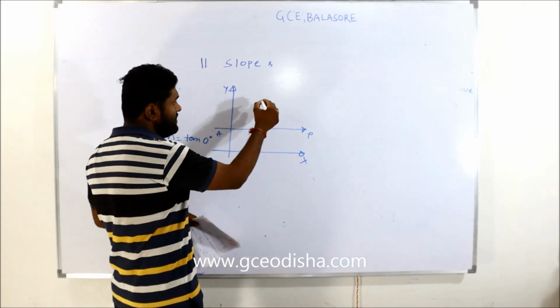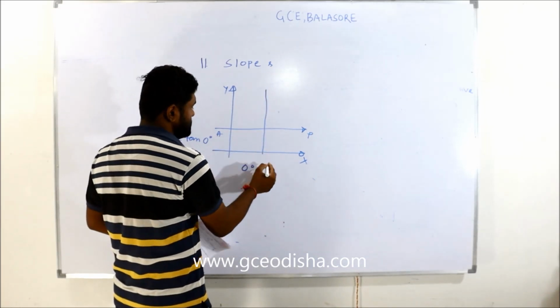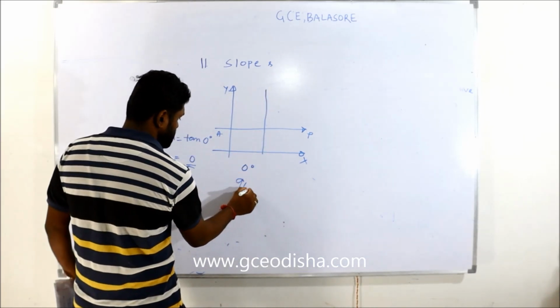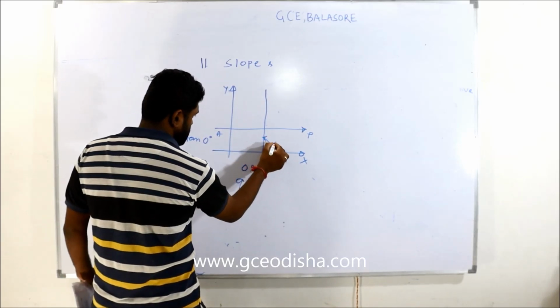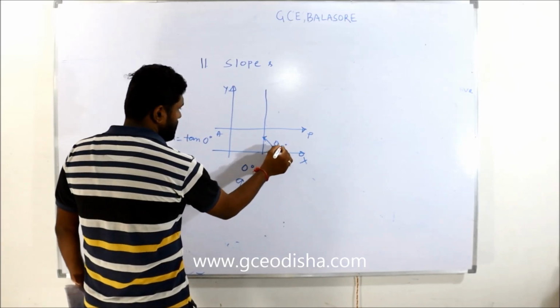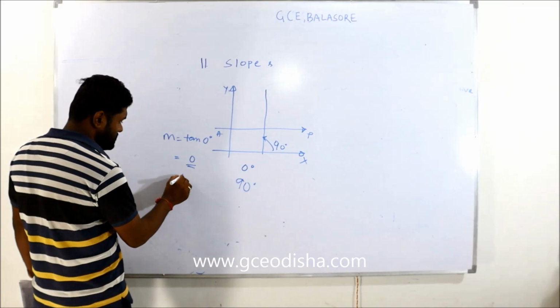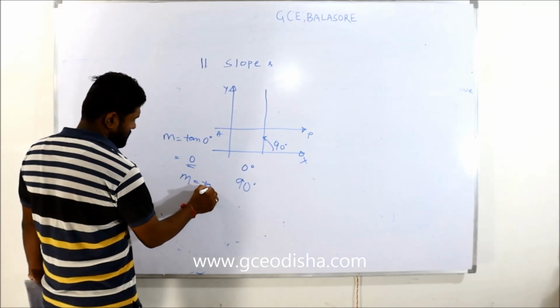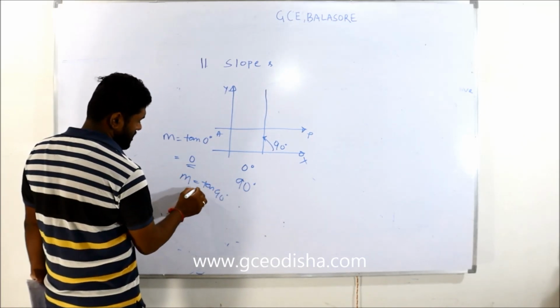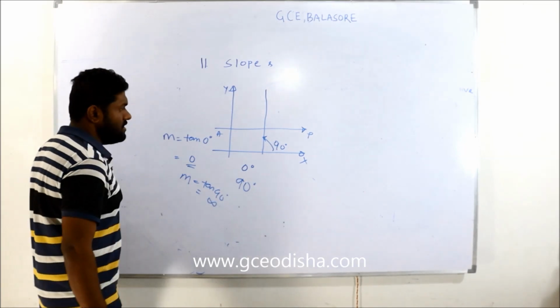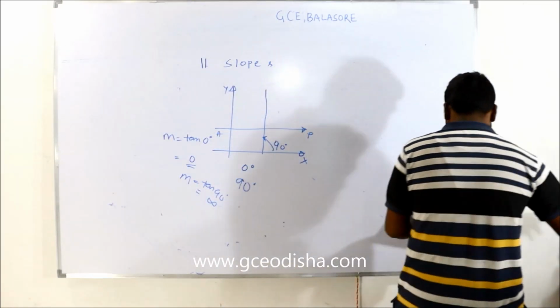If the line is perpendicular to the x-axis, then theta is how much? 90 degree, right? Then m is tan of 90, then how much will this come? This is infinity.